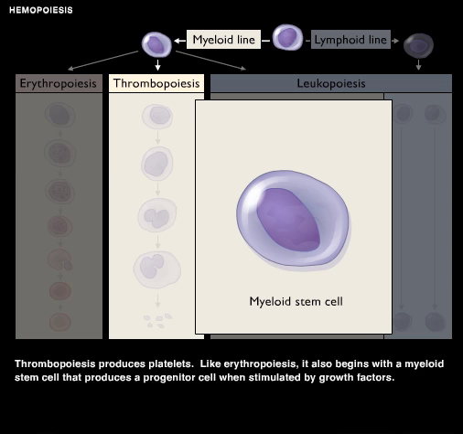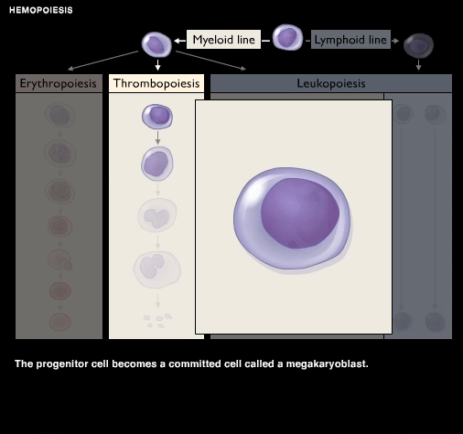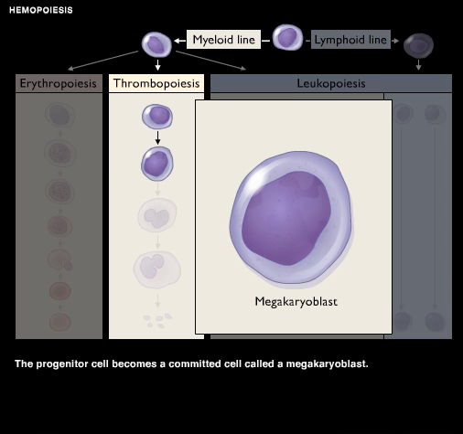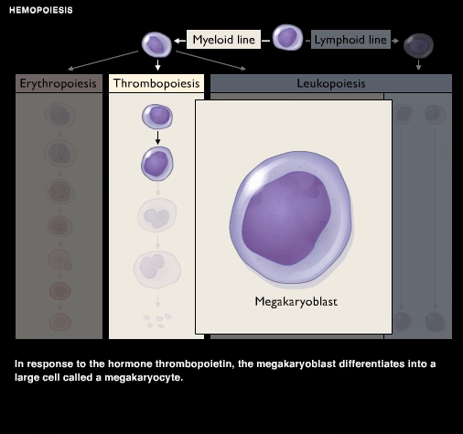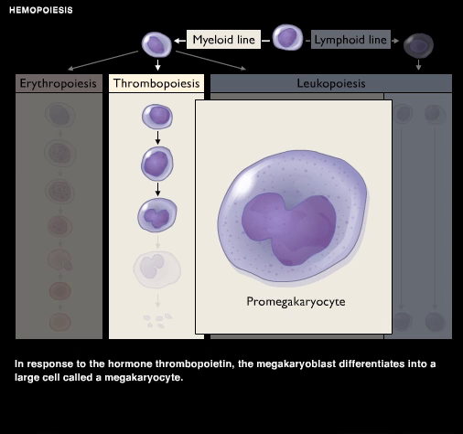Thrombopoiesis produces platelets. Like erythropoiesis, it also begins with a myeloid stem cell that produces a progenitor cell when stimulated by growth factors. The progenitor cell becomes a committed cell called a megakaryoblast. In response to the hormone thrombopoietin, the megakaryoblast differentiates into a large cell called a megakaryocyte.